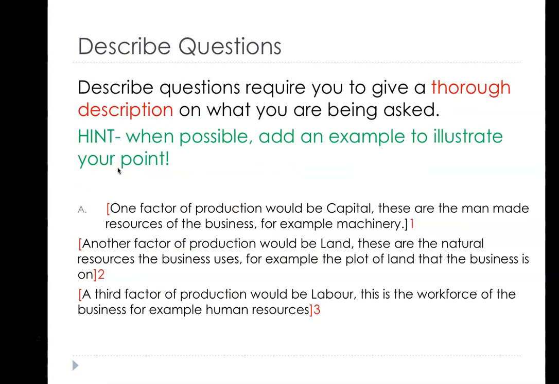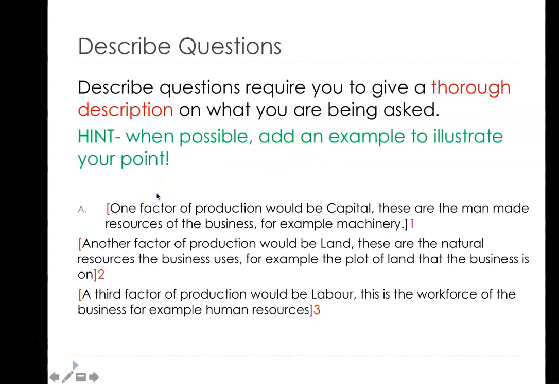The next exam type question you were given was a describe question. So describe questions require you to give a thorough description on what you're being asked. So a wee hint, when possible, adding an example to illustrate your point really does help out, because if you're not maybe the best at explaining your ideas, just a little example can let that examiner know you know exactly what you're talking about. So this was out of 3 marks.